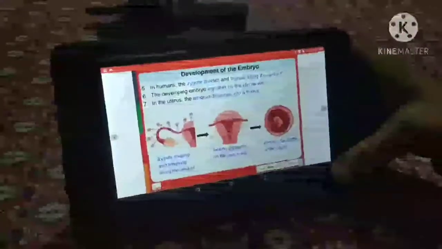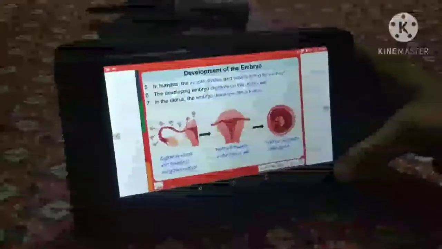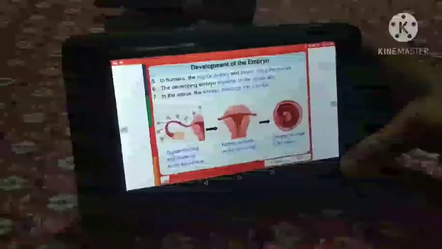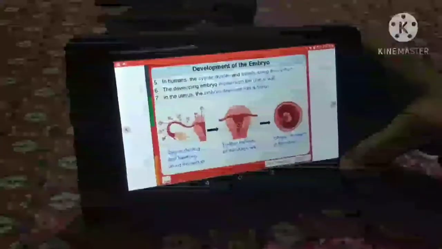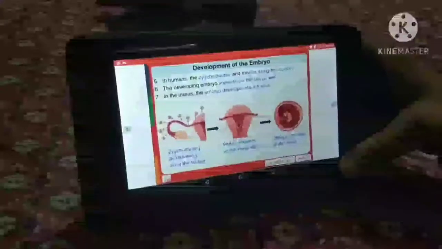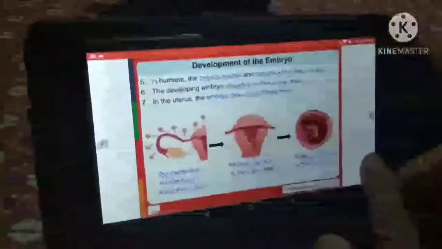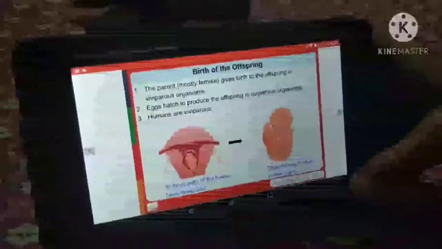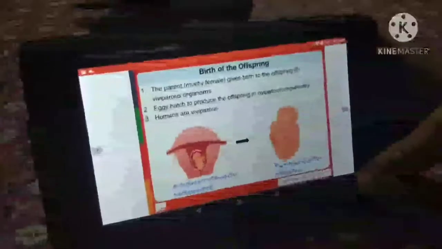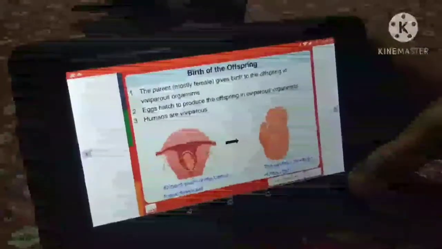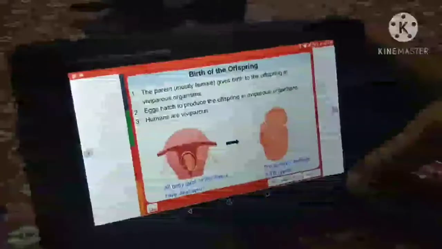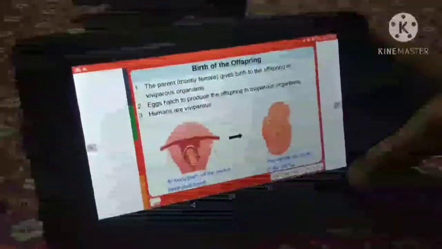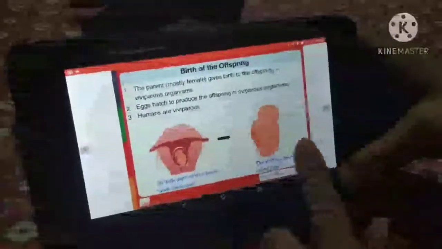In humans, the zygote divides and travels along the oviduct. The developing embryo implants on the uterus wall. In the uterus, the embryo develops into a fetus. Birth of the offspring. The parent, mostly female, gives birth to the offspring in viviparous organisms. The parent has to lay eggs to produce the offspring in oviparous organisms. Humans are viviparous.